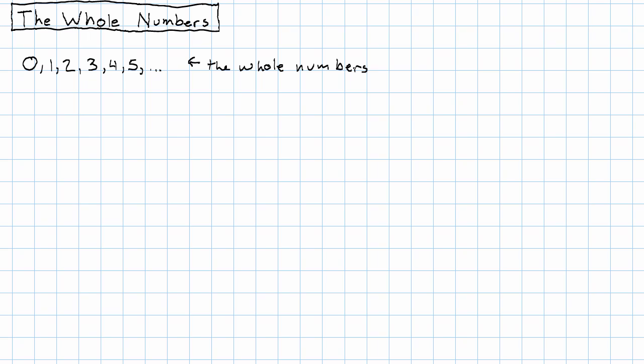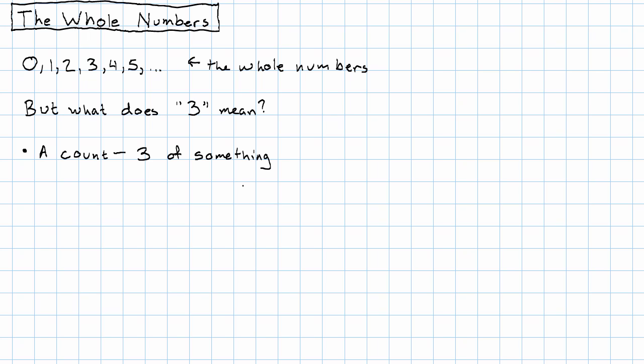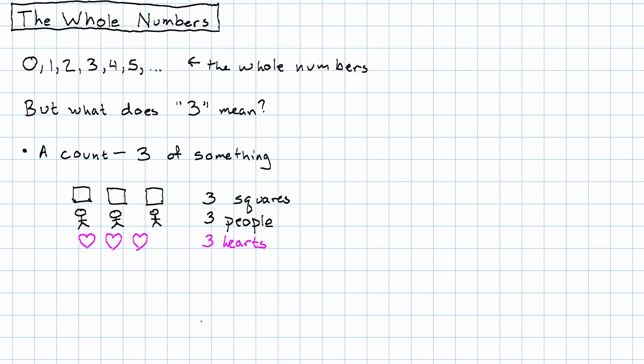But what do these actually represent? What does 3 mean? It's really hard to think about just 3 by itself. The most basic way we think about 3 is as representing a count. We can talk about having 3 of something. So we can think about having 3 squares, or 3 people, or 3 hearts.